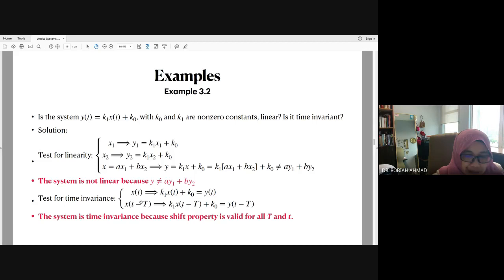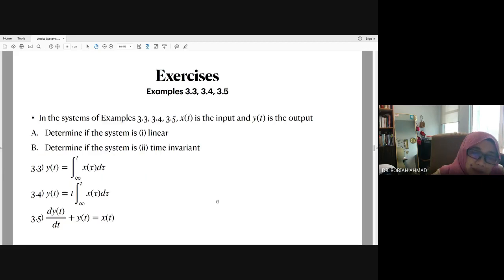But then bila kita test for time invariance, yes, it falls under the category of time invariance. So you can look here how the system, sebab t dia masih lagi t minus tau. Yang ada k naught tu kita tak kacau because dia tak ada melibatkan t, time. Okay, so there are examples here.